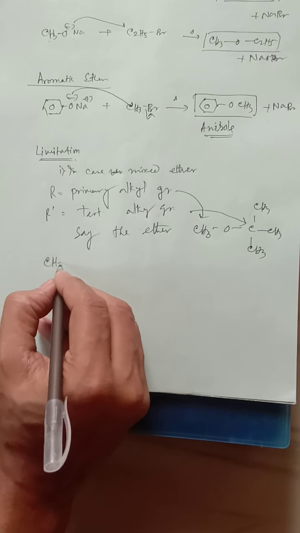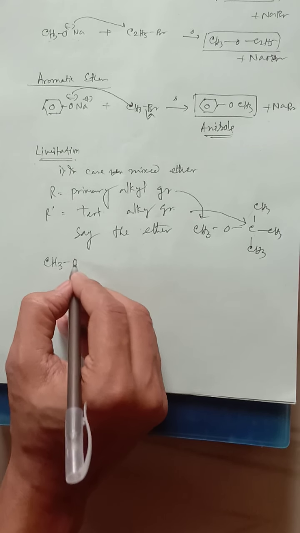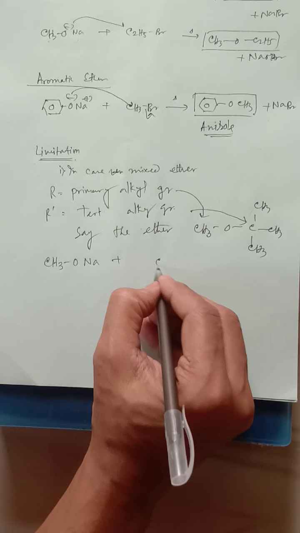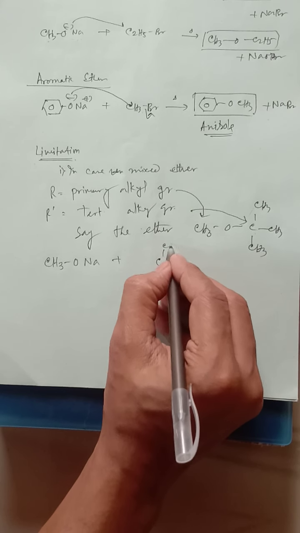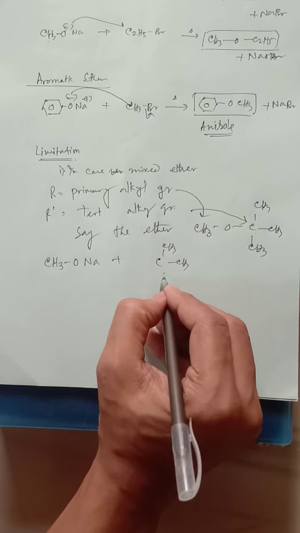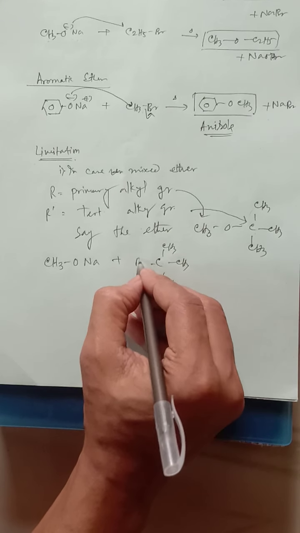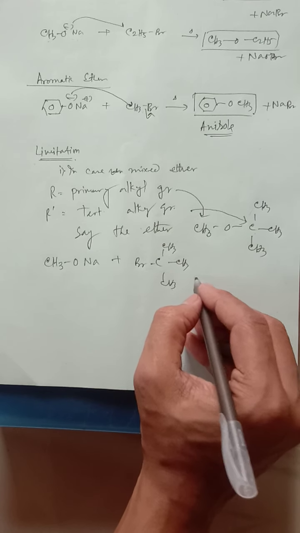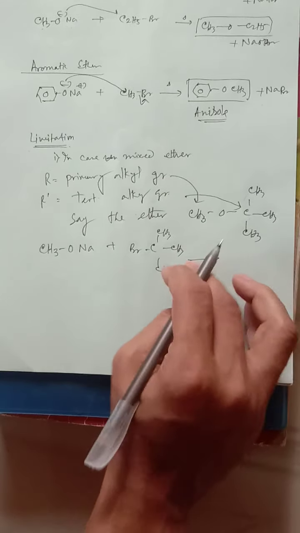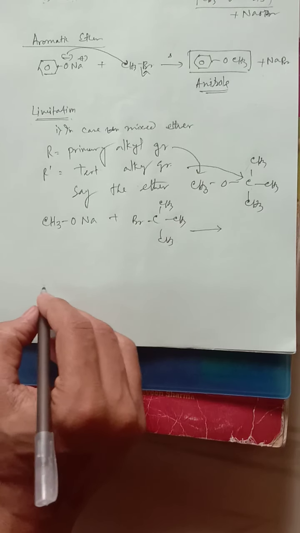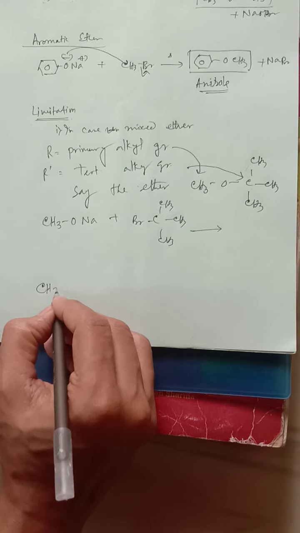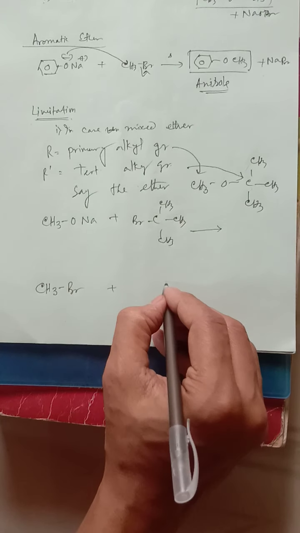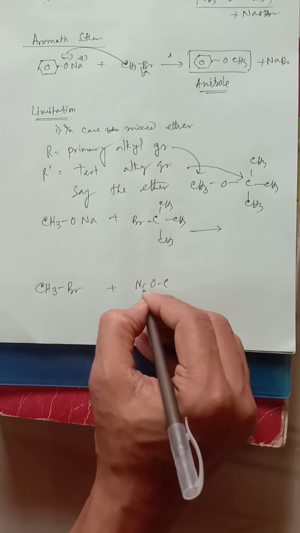CH3ONa is taken along with the tertiary halide. Mind that this is one possibility. Another possibility is CH3Br, which I have taken, and the tertiary part is taken as the alkoxide.